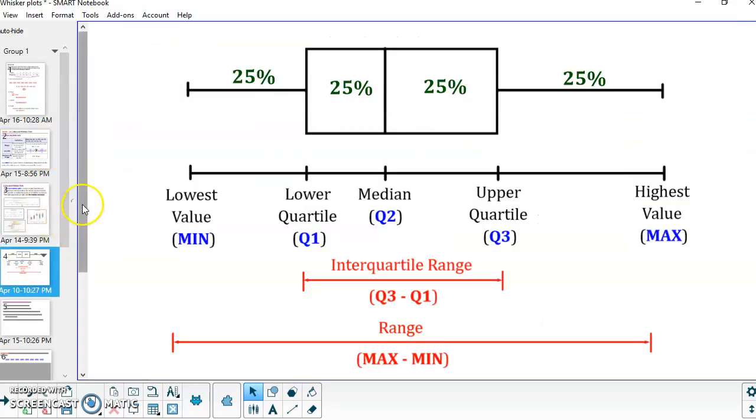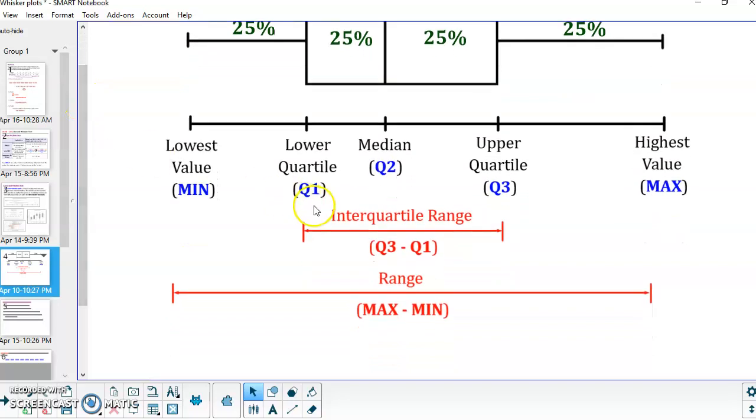Okay, so let's take a look at the breakdown here. Again, each of the whiskers is 25%, and then this box represents 25 and 25. So there's our other 50%. When we're actually creating a box and whisker, we're going to have our minimum value, our maximum value, and then we use those values that we get for Q1, Q2, and Q3 in order to map those out as well. And then our interquartile range is our difference between Q3 and Q1. Our range is the difference between the max and the min.